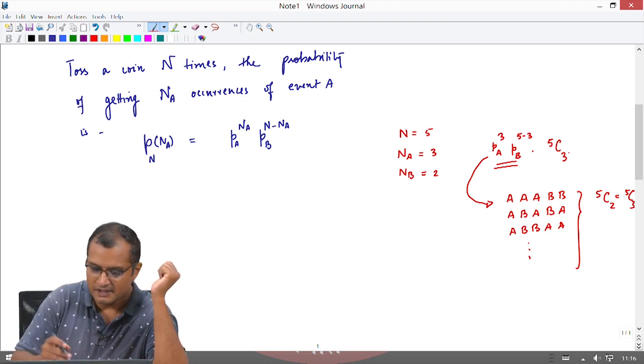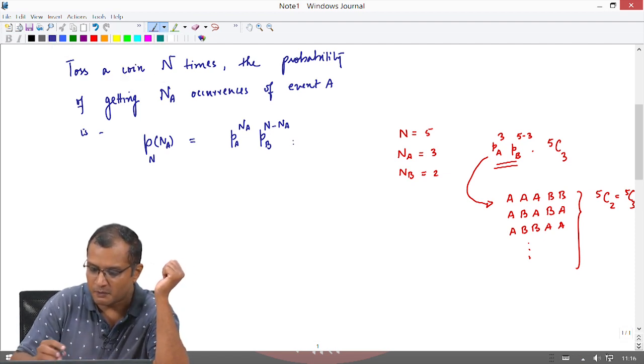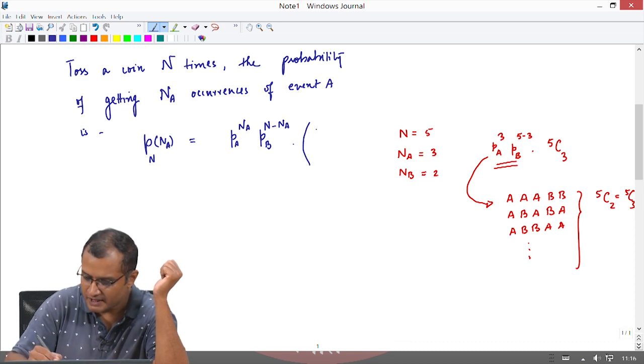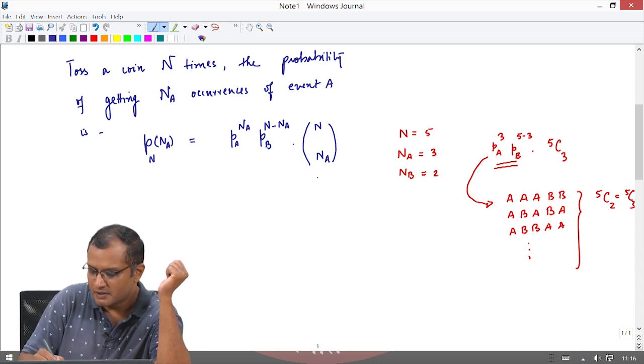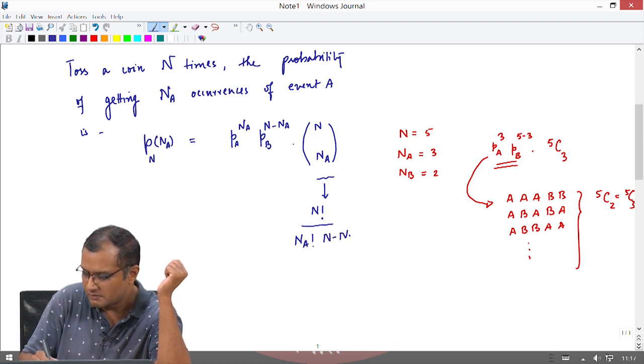The fact is, this probability that I have written here is for a single ordering, and one has to account for all the orderings possible, and precisely for that I am going to multiply it with NCNA. This is an abbreviation used for the combinations I can get. So, this stands for n factorial upon NA factorial into n minus NA factorial.